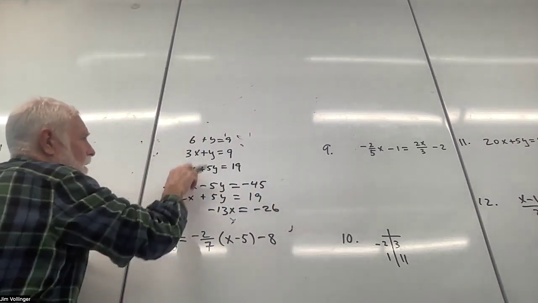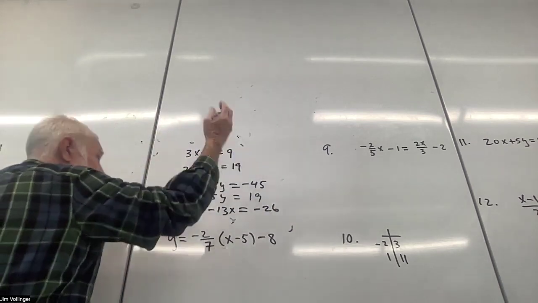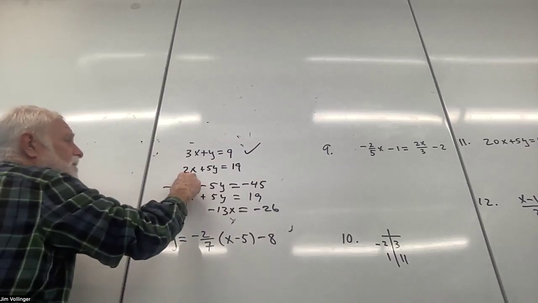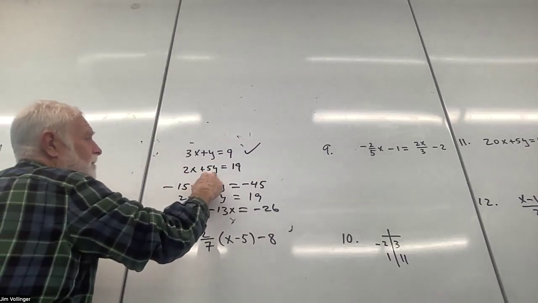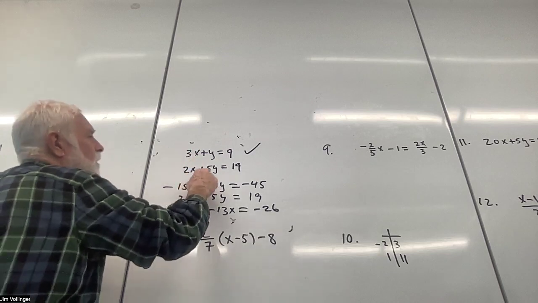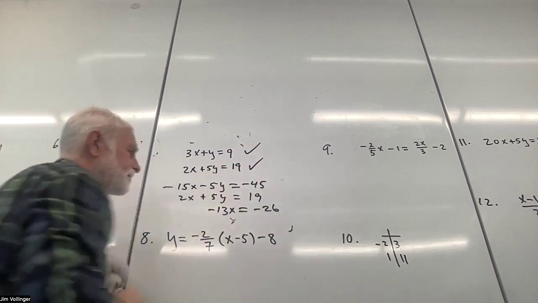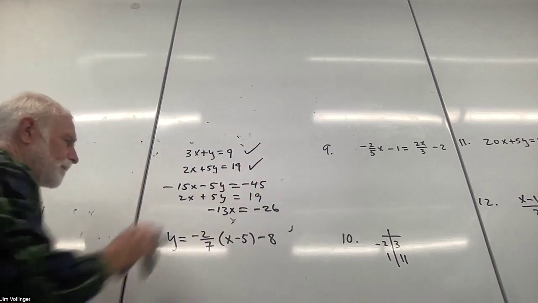Okay, so I guess I'm here. 3 times 2 is 6 plus 3 is 9. Check. 2 times 2 is 4. Y was 3, so 3 times 5 is 15. So 15 and 4, 19. Yes. Looks good to me.